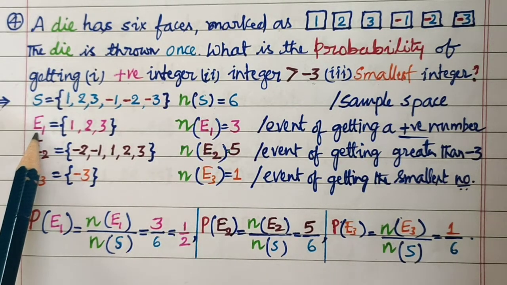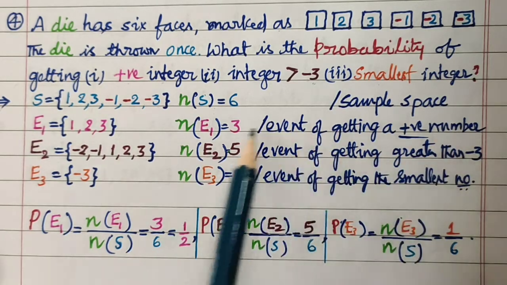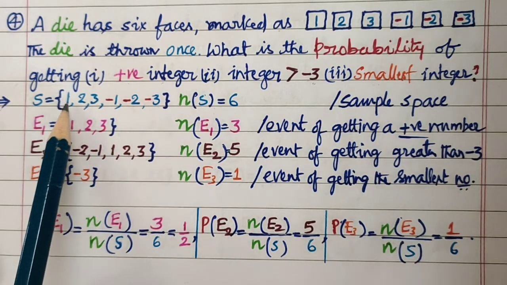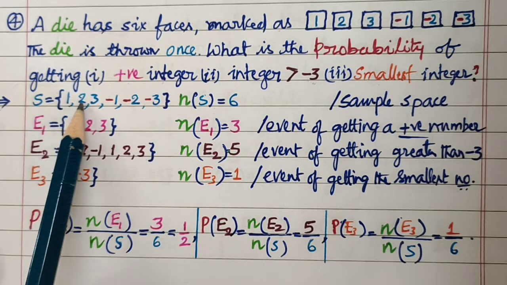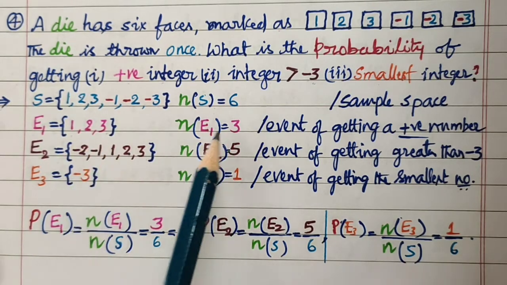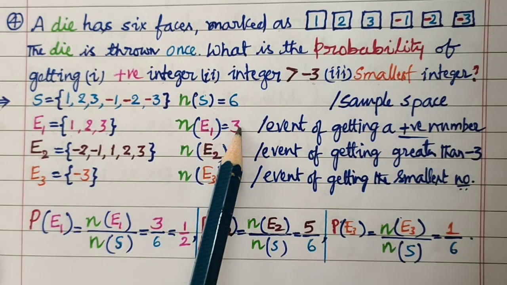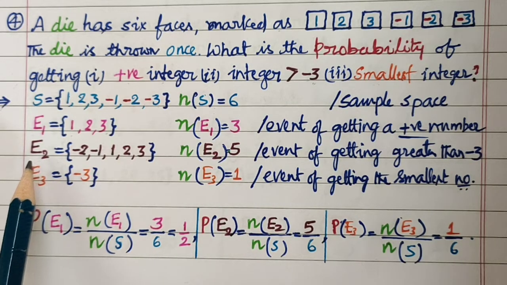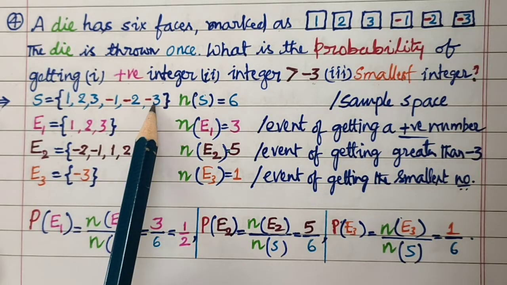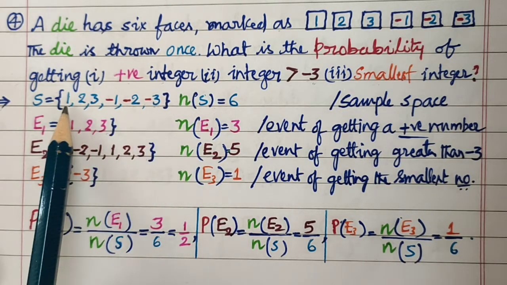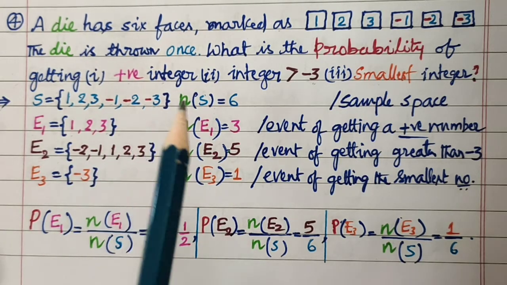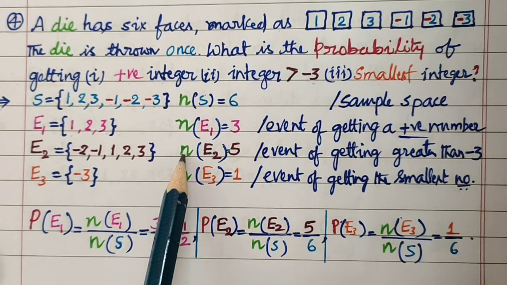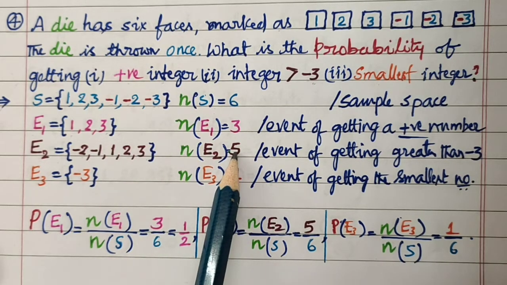E1 is the event of getting a positive number. The positive numbers are 1, 2, 3. The number of positive numbers is 3. E2 is the event of getting a number greater than minus 3. The numbers greater than minus 3 are minus 2, minus 1, 1, 2, 3. The number of terms greater than minus 3 is 5.